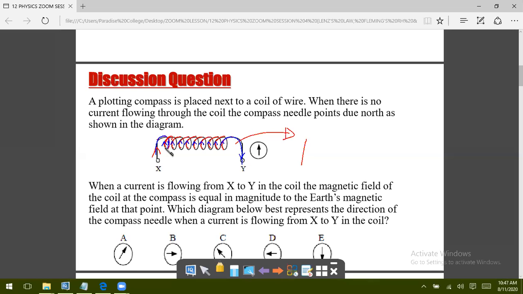Do you understand that? Class, talk to me. Yes. No, Mister, I don't understand. Okay. Use the right-hand grip rule. You can spend some time on this and try to figure this out. But what I'm giving you is the correct one. Okay, this is the North Pole and this is the South Pole.